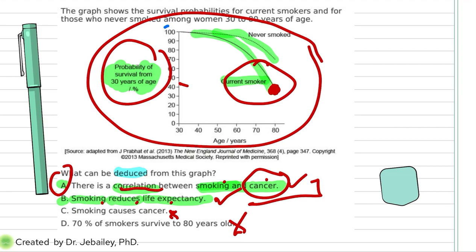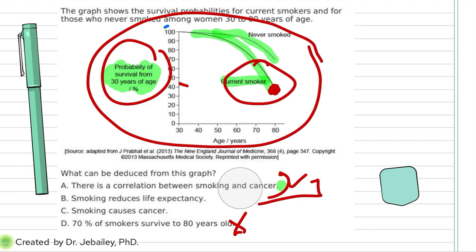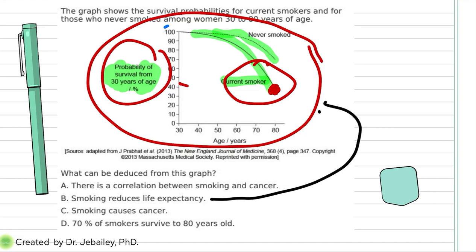The only thing you've got to do is focus on the answer that focuses on the graph. And this one is the only one that really focuses, because it talks about being able to survive according to smoking. It's not talking about cancer. So the answer is B.